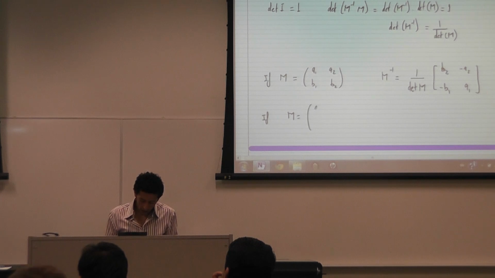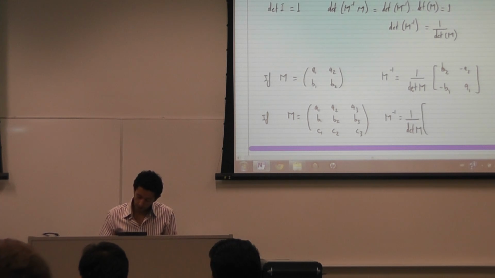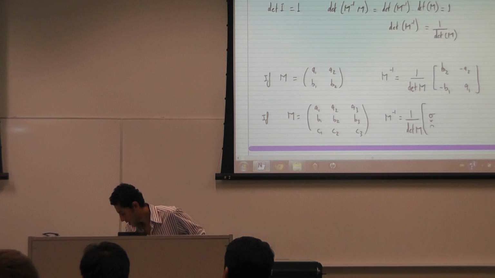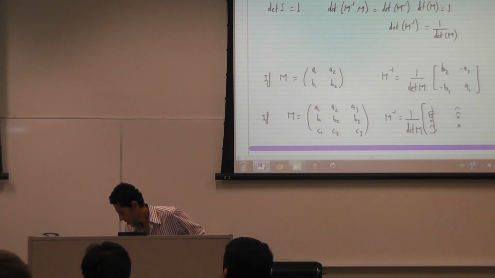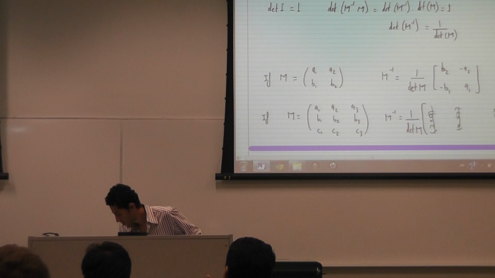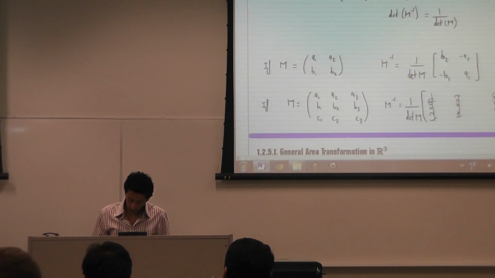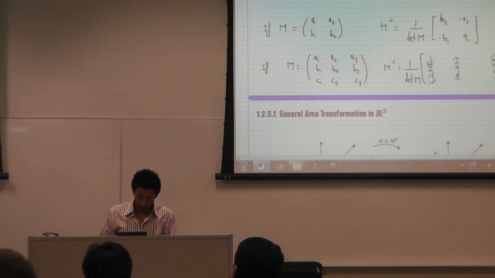If M is equal to A1, A2, A3, B1, B2, B3, C1, C2, C3, then M minus 1 is equal to 1 divided by the determinant of M multiplied by the following: a vector B cross C, a vector C cross A, and a vector A cross B. But again, you don't have to memorize anything or spend your time trying to invert a matrix. You just need to understand what the inverse of a matrix is.